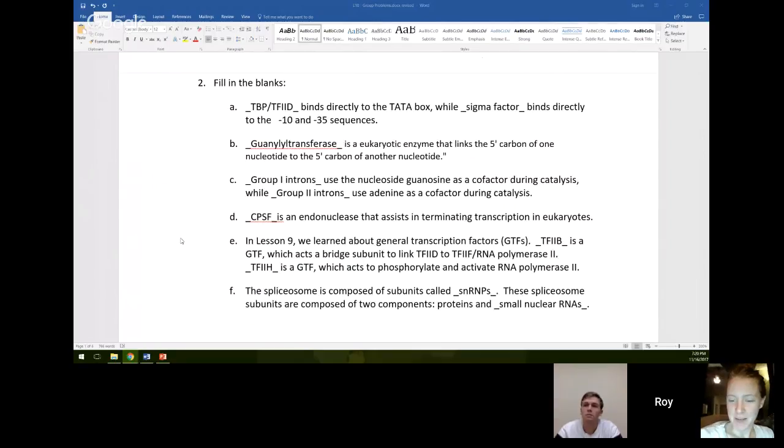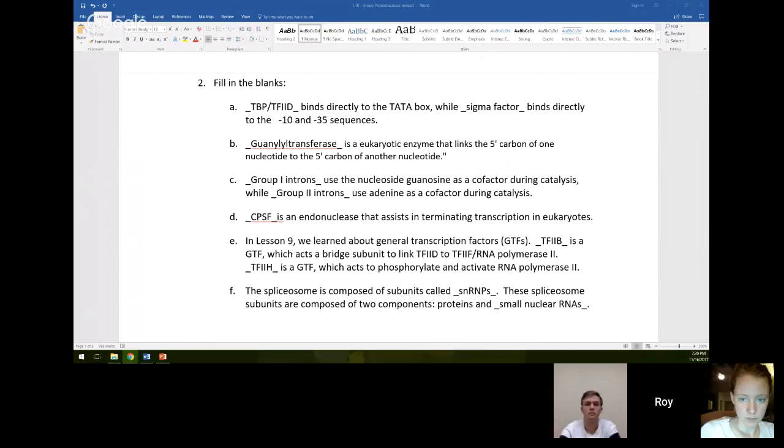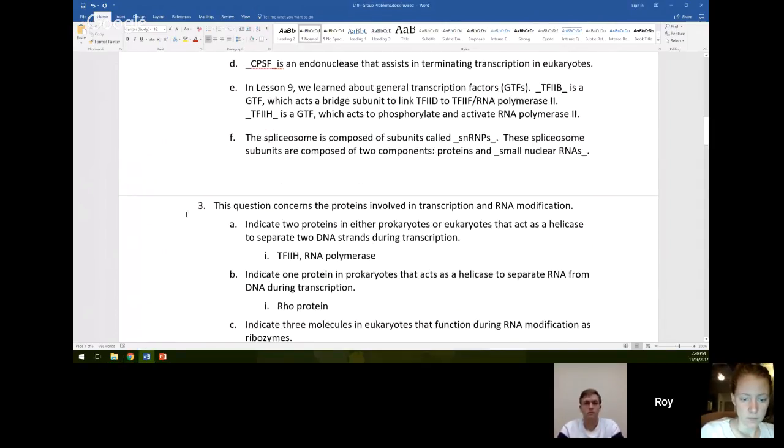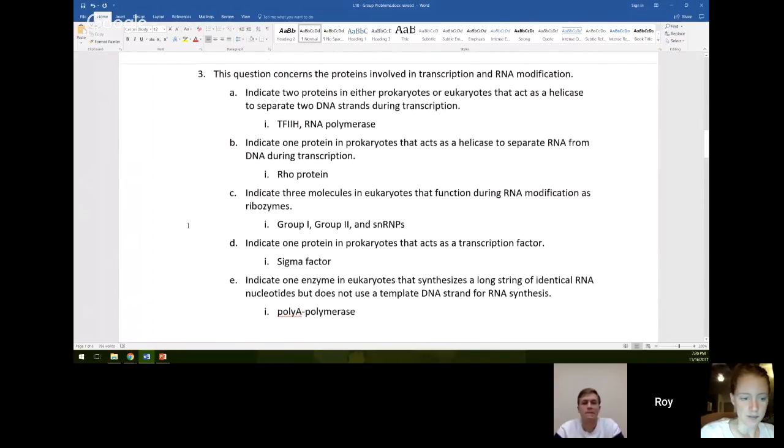For F, the spliceosome is composed of subunits called small nuclear ribonucleoproteins, or snRNPs. These spliceosome subunits are composed of 2 components, proteins and uracil-rich small nuclear RNAs. Is that all? Yeah. All right. So I have number 3.